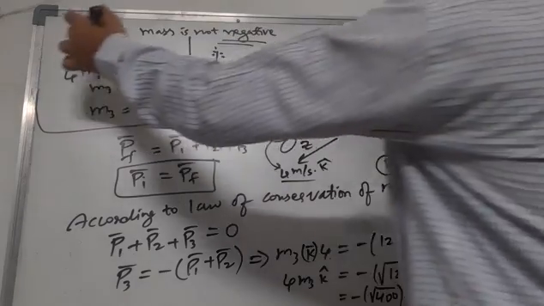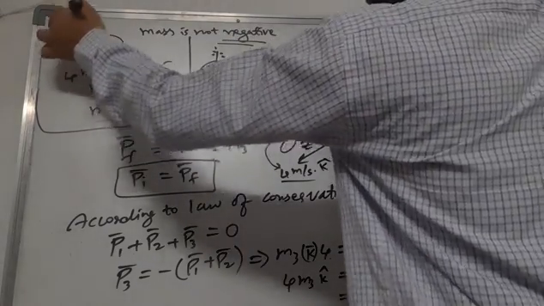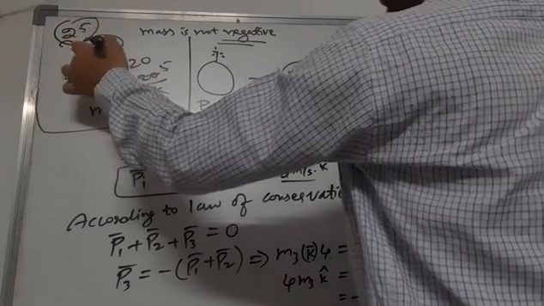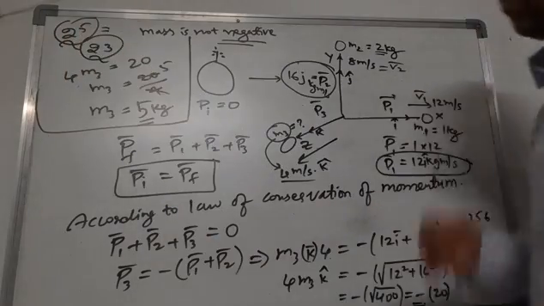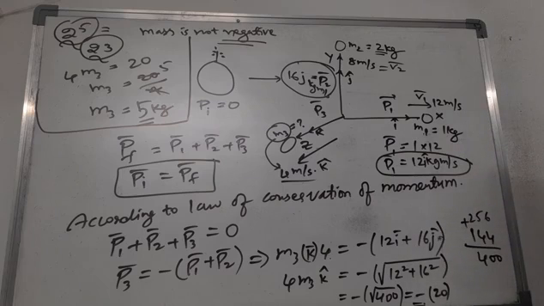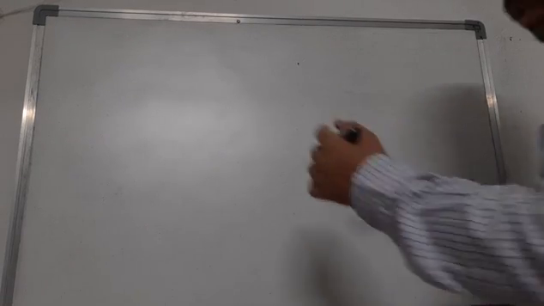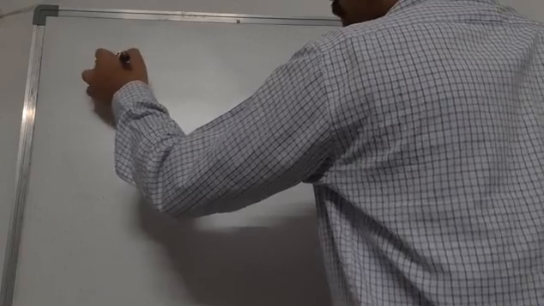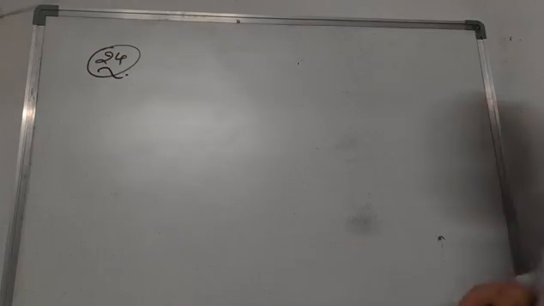And 23 and 25 are repeated questions. They are the same questions. Now let us do the 24th question. So what about the 24th question?